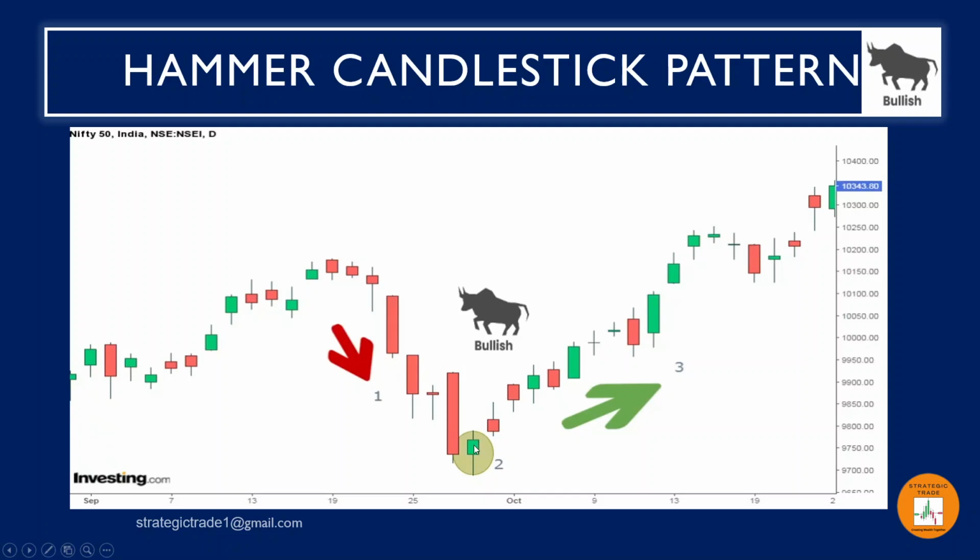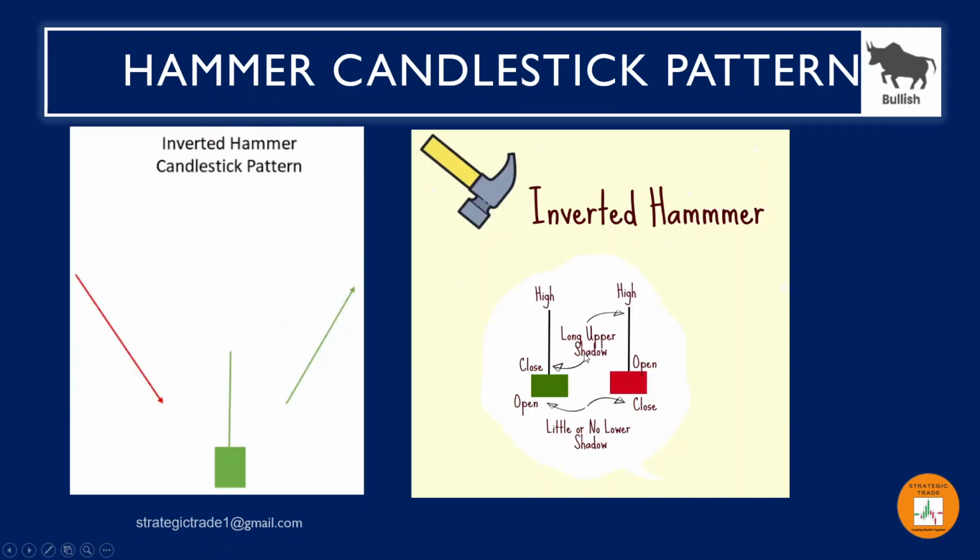So based on that, once it is coming, then again the next candle is forming above the hammer, then again above the hammer, so that the direction is changing from bearish to bullish. Here you can see the inverted hammer.